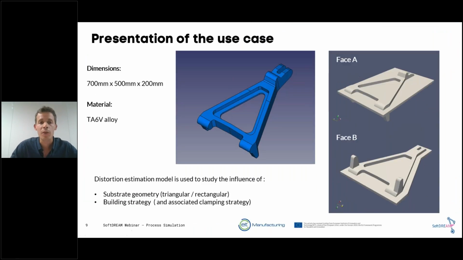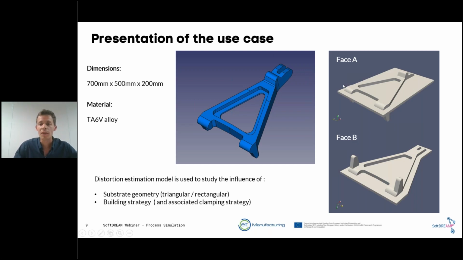So now let's have a look at a use case. On this picture, you can see a demonstrator part that has been proposed by Safran Landing Systems. This part is made of titanium alloy, and its dimensions are around 700 millimeters in length, 500 millimeters in width, and 200 millimeters in height. Here, distortion estimation is used both for determining the substrate geometry that should be used, and also to define and to optimize the building strategy and the associated clamping strategy.